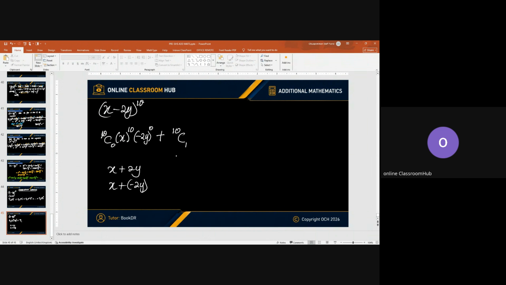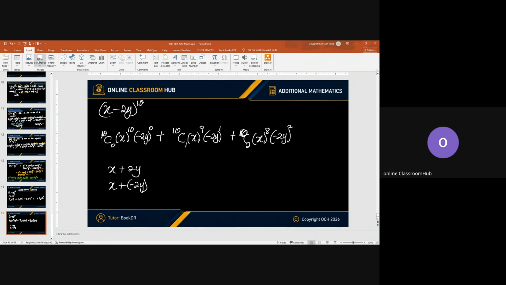So the next coefficient is 10 combination 1. Then the x power will reduce to 9. The minus 2y will increase to 1. Plus 10 combination 2. Then the x will reduce to 8. Then the second term will also increase to 2. How many have we gotten? We have gotten 3. So we need 2 more. Because the question says the first 5 terms.